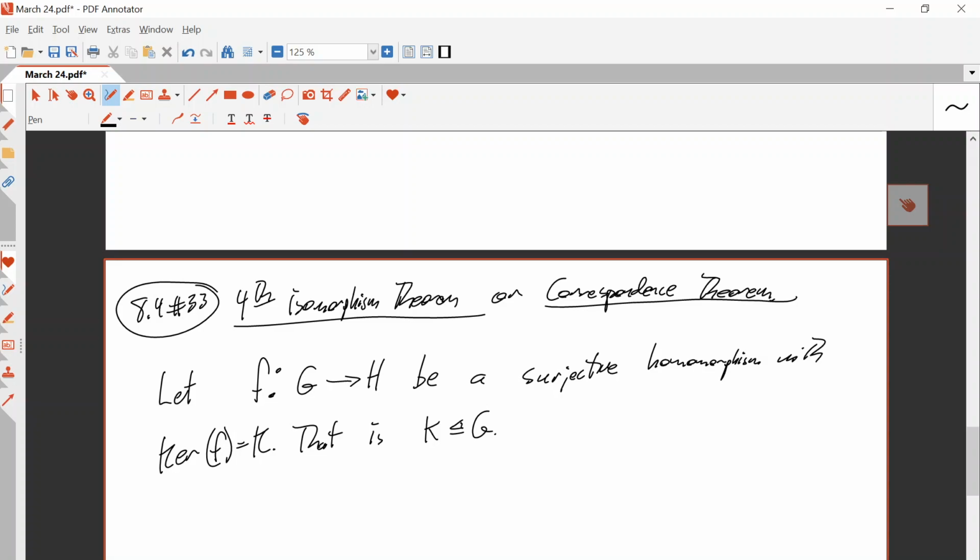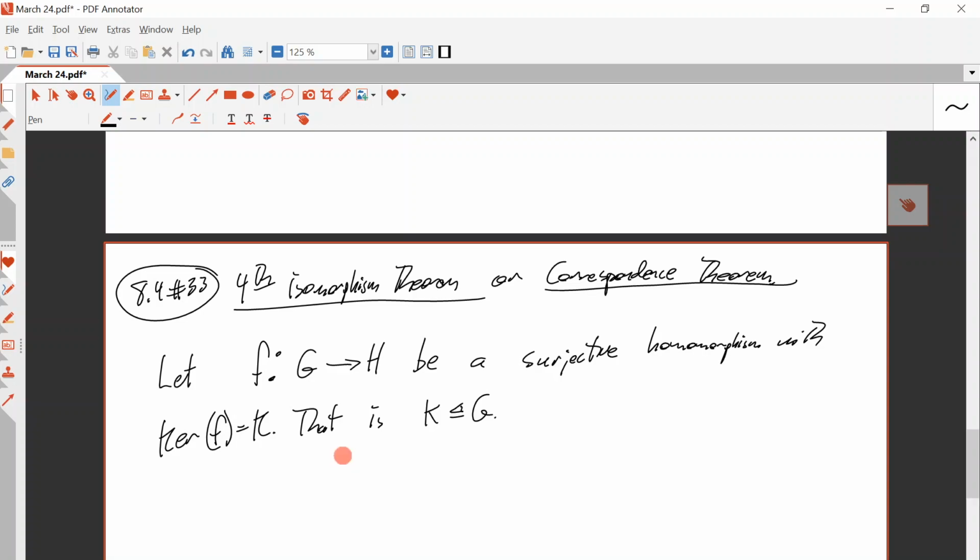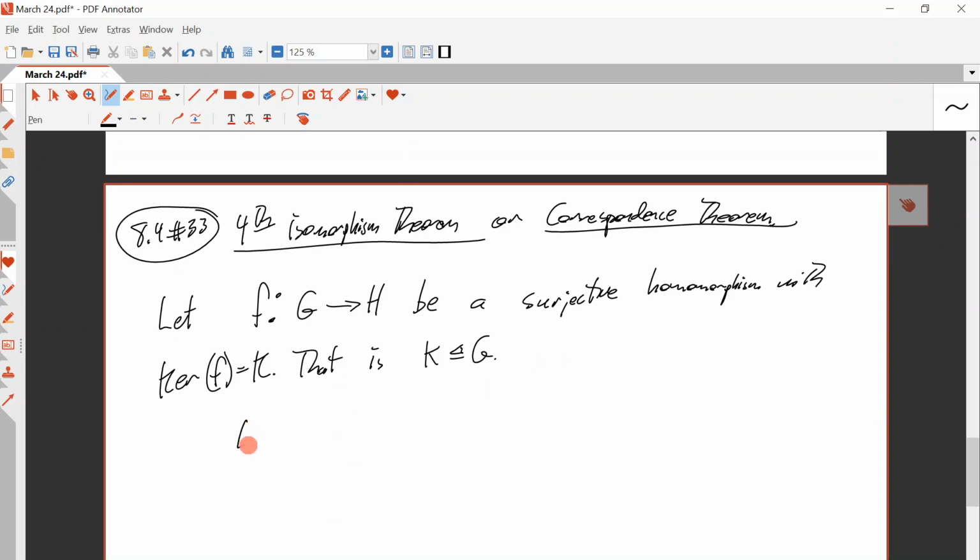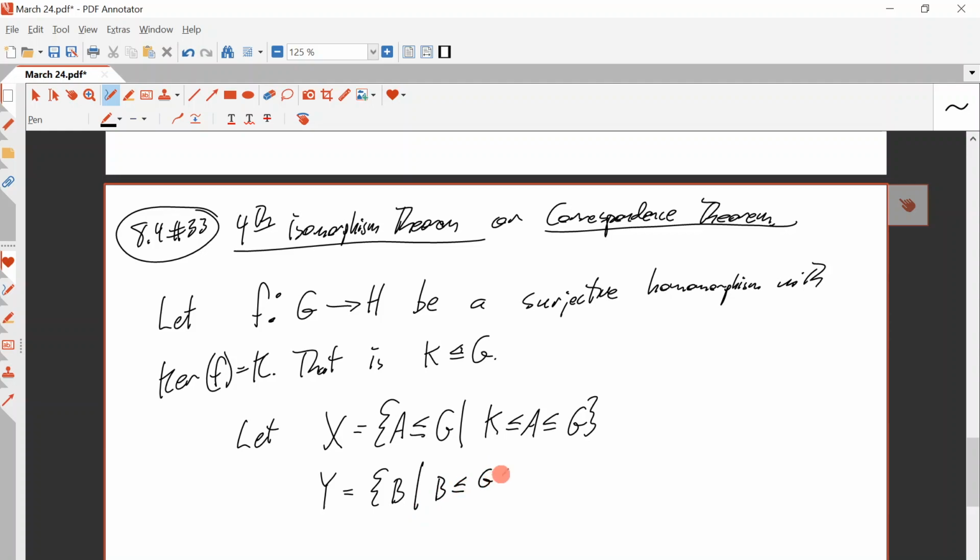Exactly how the wording is here, that's 32, 33. Well, anyway, they don't need to say homomorphism here. I'm not exactly sure why they did. Anyway, show that, let X be equal to the set of all A, which are subgroups of G, such that K is a subgroup of A is a subgroup of G. And let Y equal the set of all B, such that B is a subgroup of G mod K.